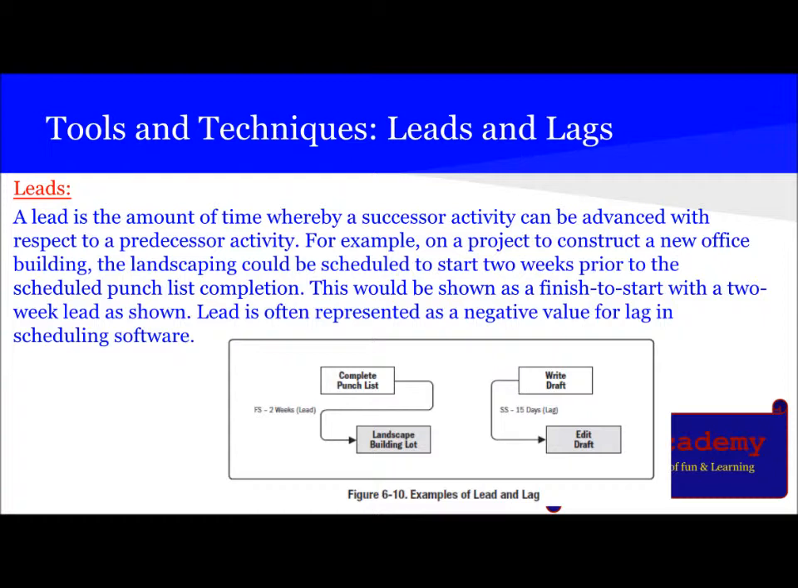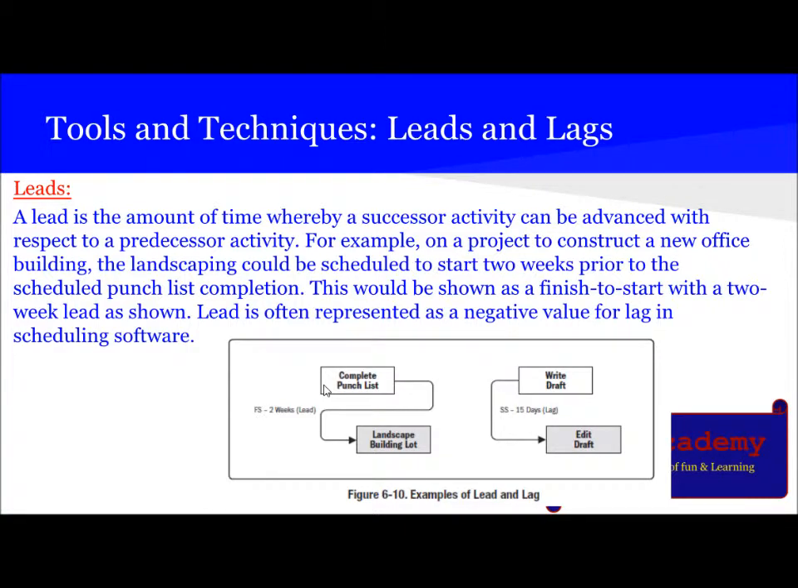This would be shown as finish to start with a 2 weeks lead, as shown here in the figure. Logically, when the complete punch list ends, then the landscape building should start in case of finish to start. Once the first one is finished, this one should start. That means this cannot start until this one has finished in case of a finish to start relationship.